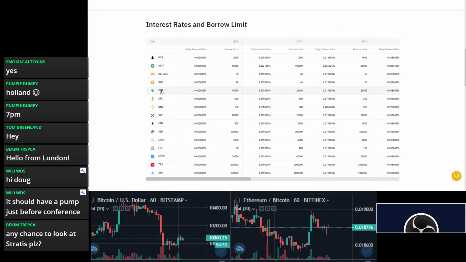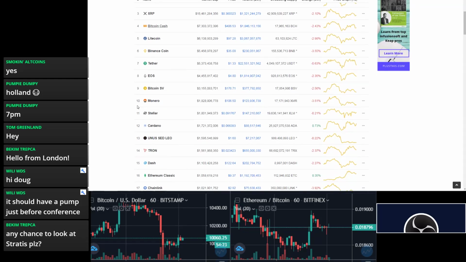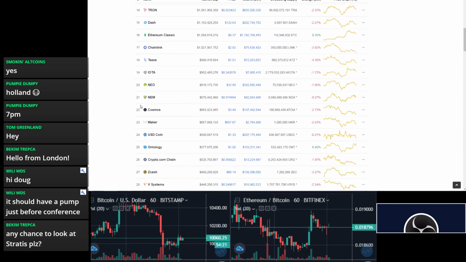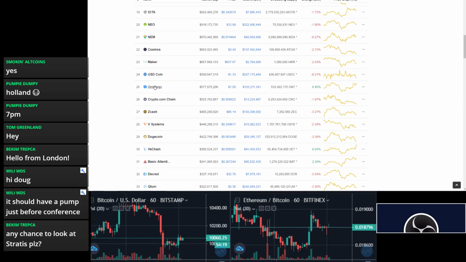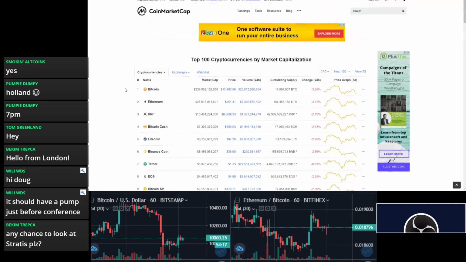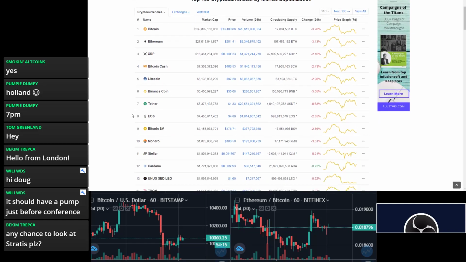Back to Binance. I didn't look at ONT. I haven't looked at XLM. That's about it. Let's find ONT. XLM should be up higher here.